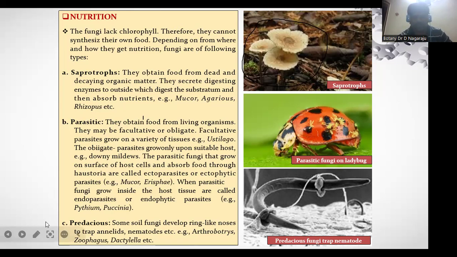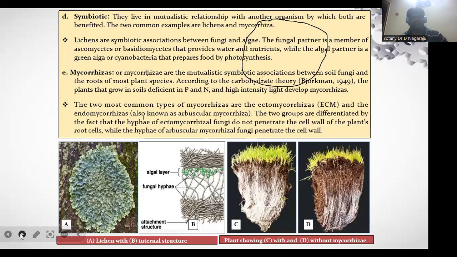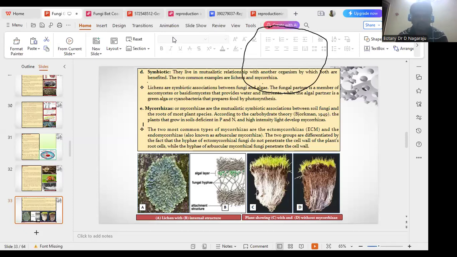And you know, parasites again have types. Saprophytes also again have types. Do you know? Obligate saprophytes, facultative saprophytes. Obligate parasite, facultative parasite. Do you know? You don't know? Obligate parasite and facultative parasite. Obligate saprophytes and facultative saprophytes.